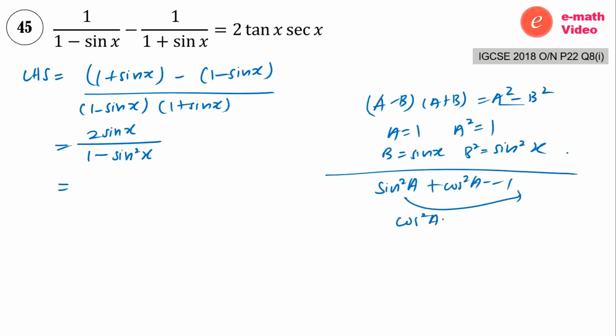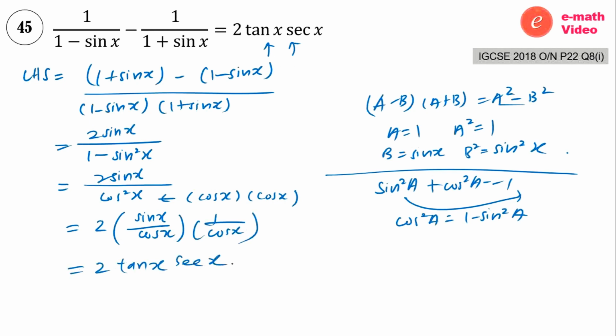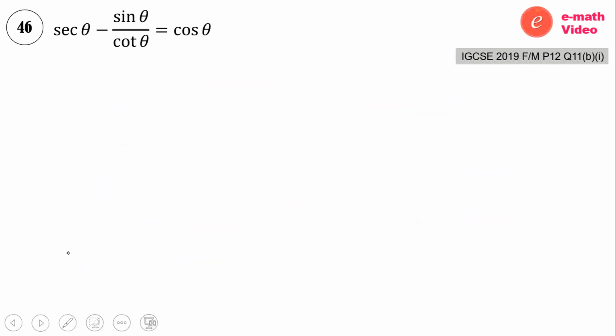Cos square a equals to 1 minus sine square a. We have a 2 sine x on top and cos square a below. And because we need tangent and secant, we split this cos square x into cos x times cos x. 2 put outside, sine x over cos x times 1 over cos x equals to 2. This is tangent x, this is secant x. Proven. Number 46. Alright, you have a look.